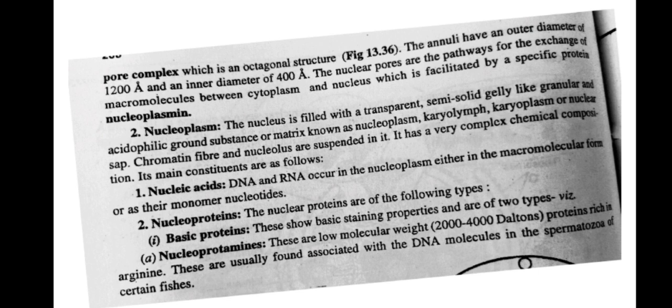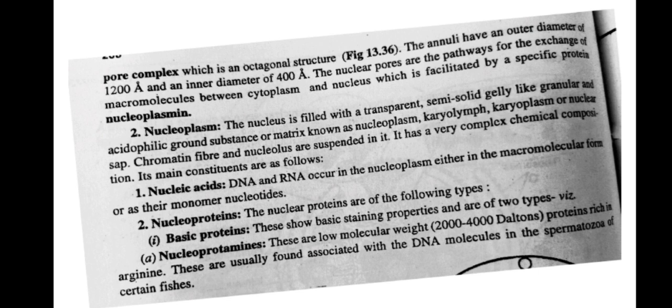Nucleoplasm, it is also called karyolymph. The nucleus is filled with transparent, semi-solid, jelly-like granular acidophilic ground substance matrix known as nucleoplasm. It is also called karyolymph or nuclear sap. Chromatin fibers and nucleolus are suspended in it. It has a very complex composition.